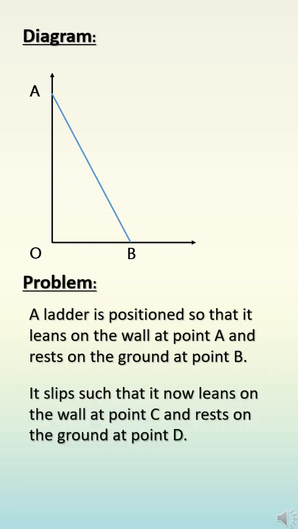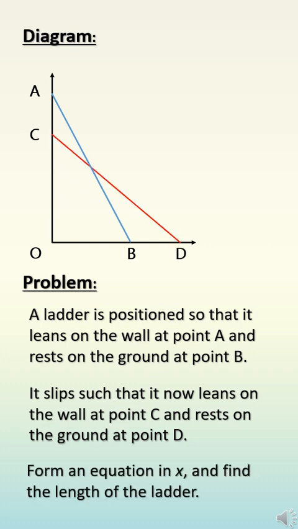It slips such that it now leans on the wall at point C and rests on the ground at point D. That's the red line segment. Form an equation in x and hence find the length of the ladder.